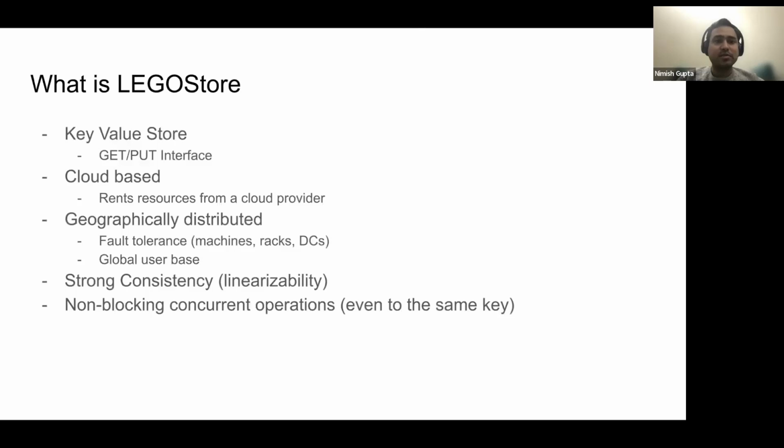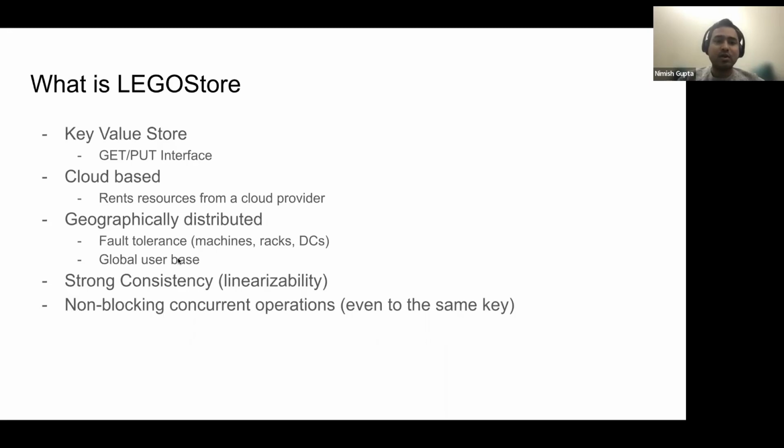So what is LEGOStore? It's a key value store. That means it provides a get and put interface for placing objects in the cloud. It is cloud-based, so it provisions resources from a cloud provider and pays for them. It is geographically distributed for a couple of reasons. One is fault tolerance. It can survive machine failures, rack failures, even data center failures.